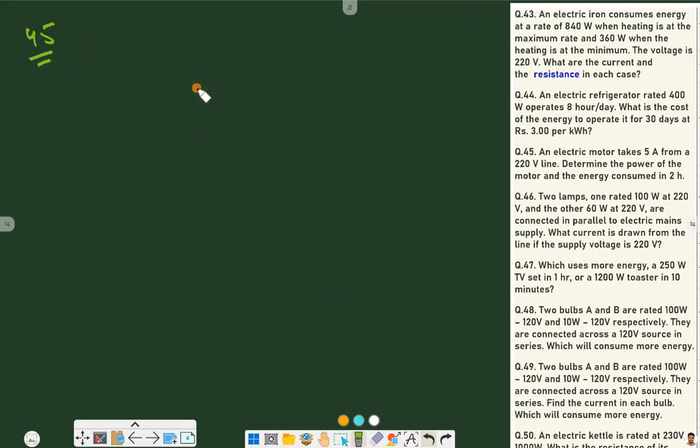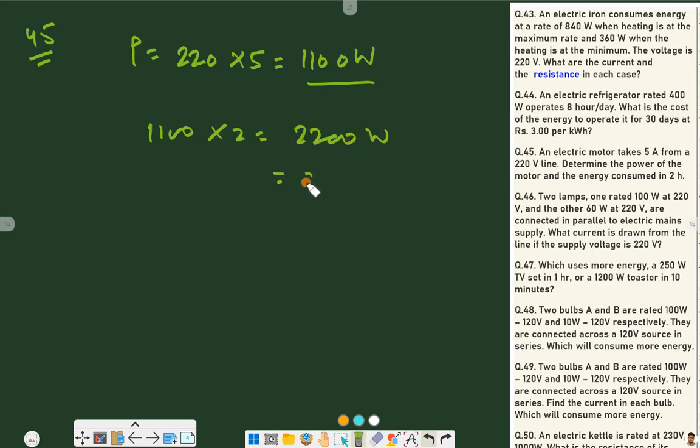In question number 45, a motor takes 5 ampere current from this potential. Determine the power and energy consumed in 2 hours. It's a simple question. So power will be 220 into 5. I think we have already done this type of question. 1100 watt. This is the energy consumed in 1 hour. So in 2 hours, this will be 2200 watt hours or 2.2 kilowatt hours, the final answer. So with this, we have completed up to question number 45, and I am expecting to complete this exercise in our next video.